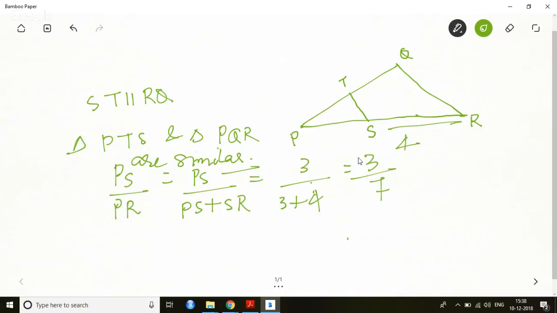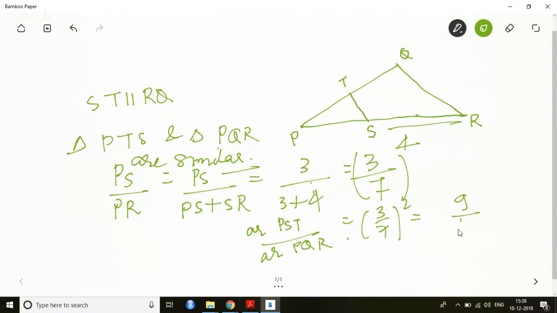So if corresponding sides are in ratio 3 by 7, areas would be in the ratio of the square of the ratio of corresponding sides. So the ratio of area PST divided by area PQR would be 3 by 7 square, which is equal to 9 by 49.